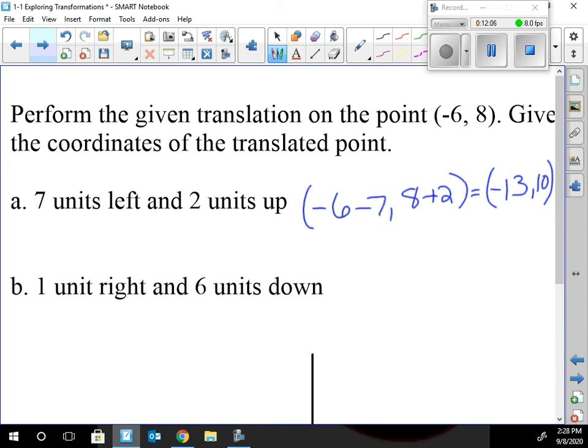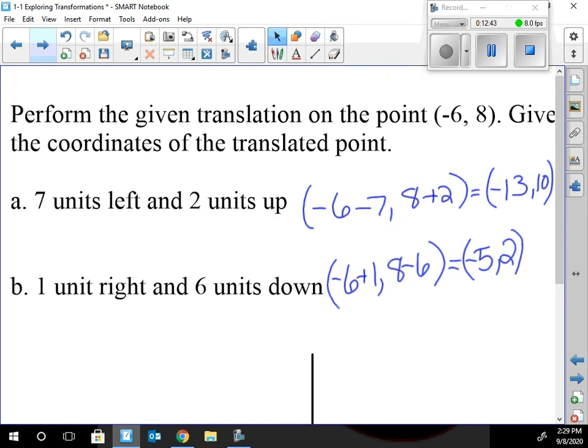Part B, I'm moving this point to the right 1 unit, -6 plus 1, and 6 units down. So that's 8 minus 6. If I'm going right, I add. Since I go down, I subtract. -6 plus 1 gives me -5. 8 minus 6 is 2. So I have the point -5, 2 now.